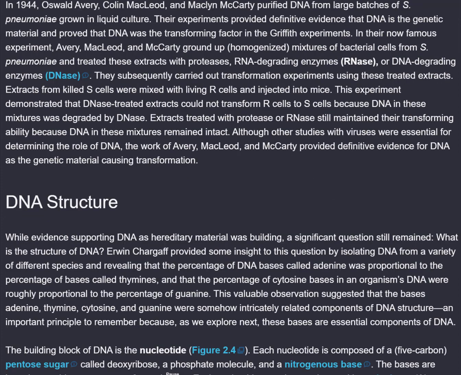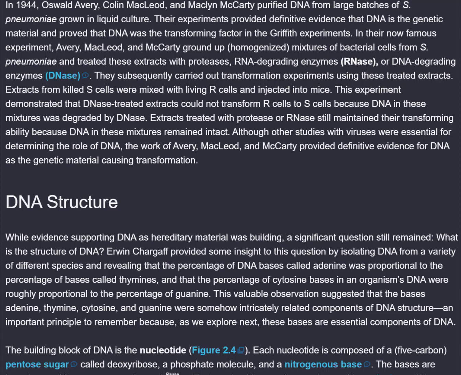In 1944, Oswald Avery, Colin MacLeod, and Macklin McCarty purified DNA from large batches of S. pneumoniae grown in liquid culture. Their experiments provided definitive evidence that DNA is the genetic material and proved that DNA was the transforming factor in the Griffith experiments.